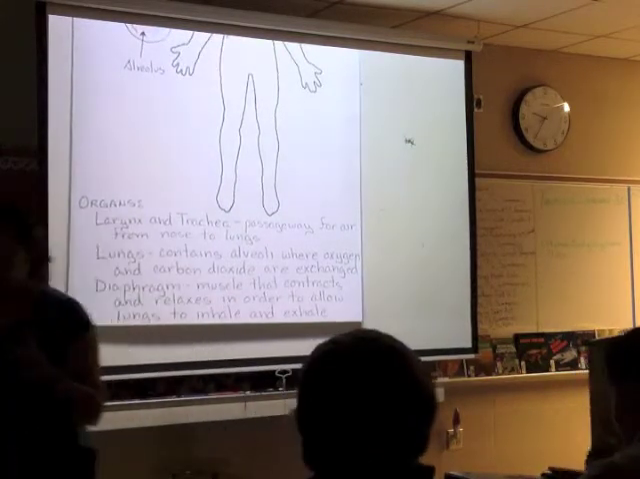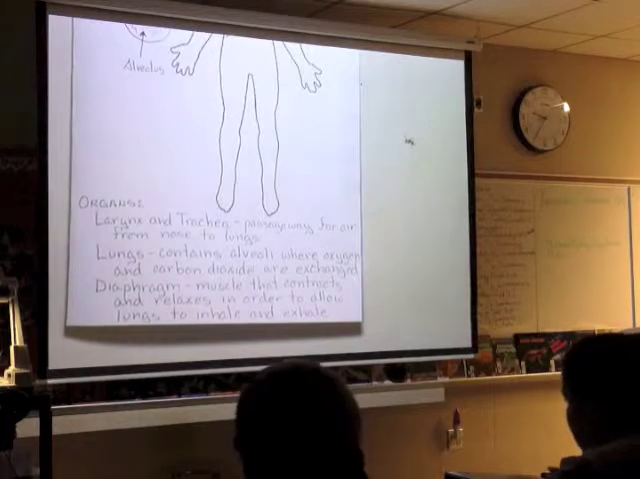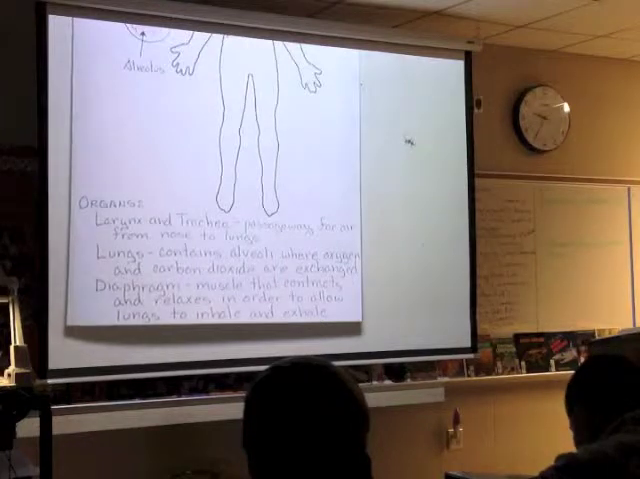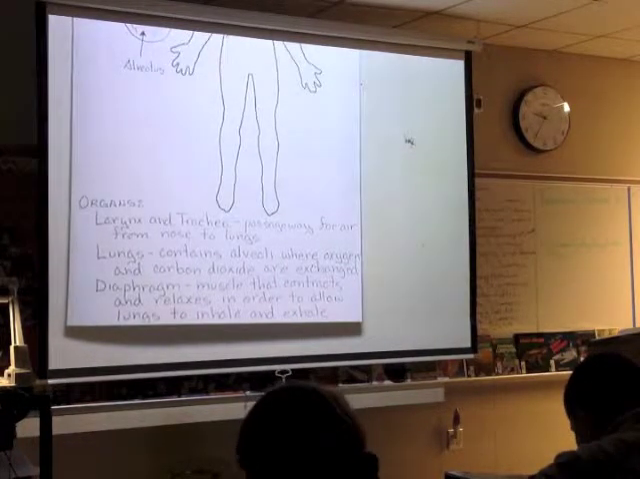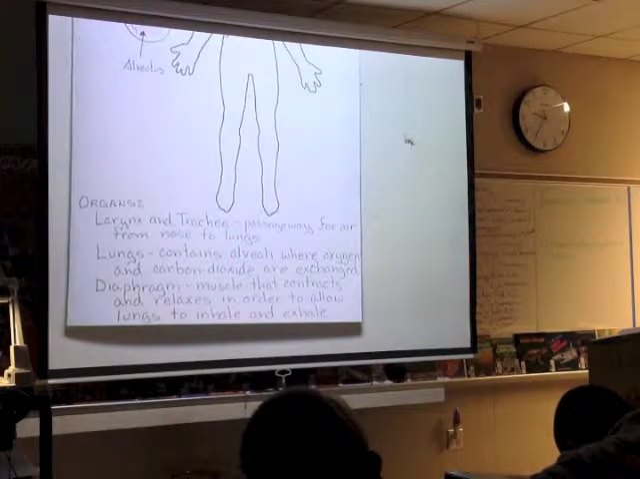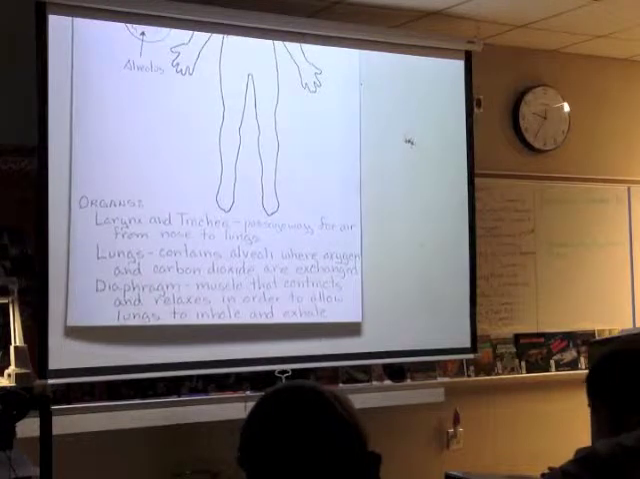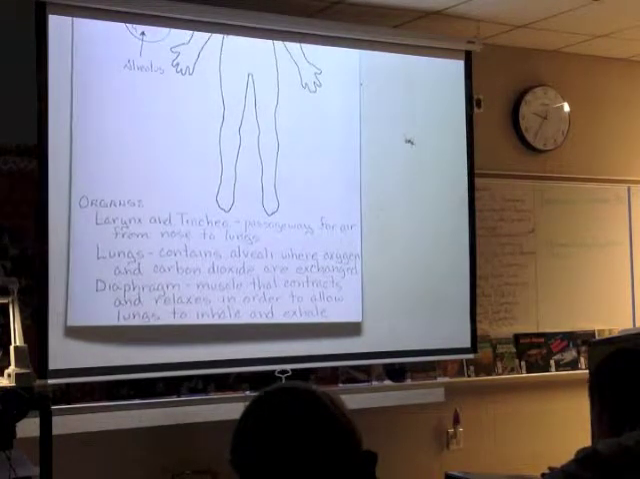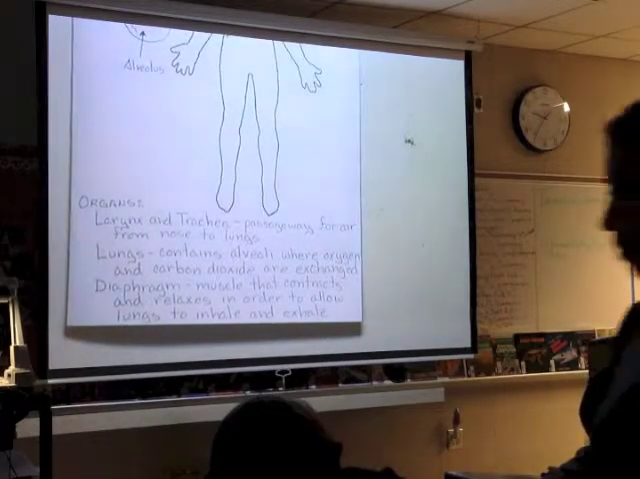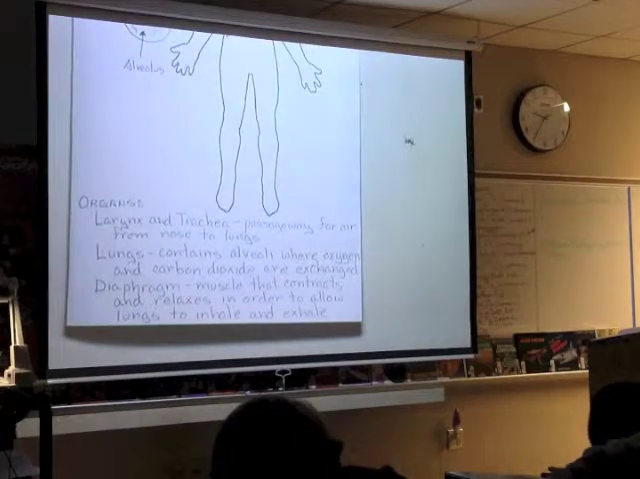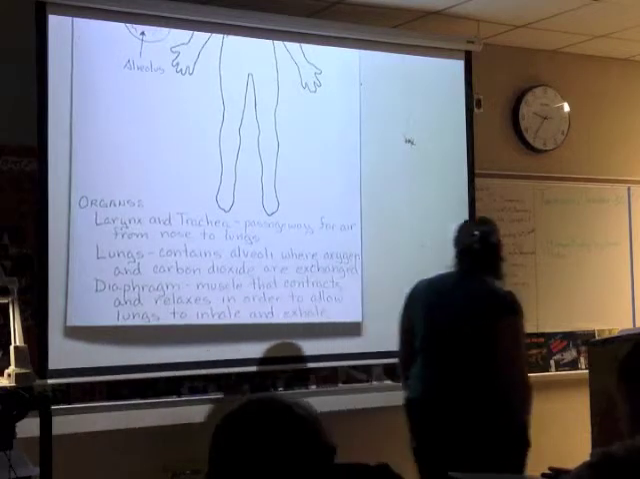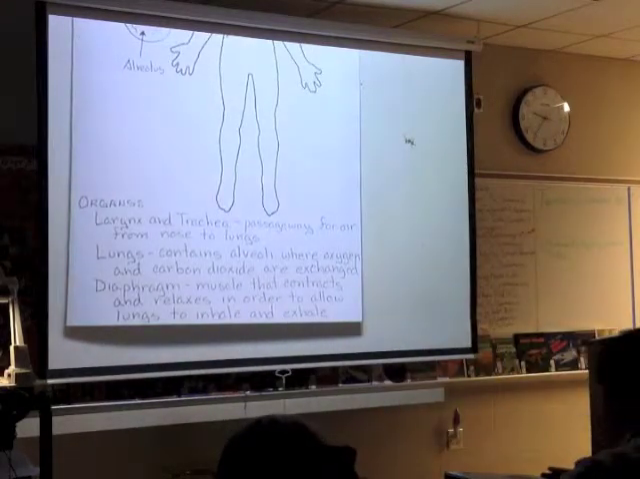So, a couple of the organs for the respiratory system are the larynx and the trachea. That's really just a passageway, the passage where air goes through from your nose to your lungs. The major organs of the respiratory system are the next two, the lungs and the diaphragm. The lungs basically contain the alveoli where oxygen and carbon dioxide are exchanged. So obviously that's important. And what makes those lungs work is the diaphragm, which is the muscle that contracts and relaxes and allows you to inhale and exhale.